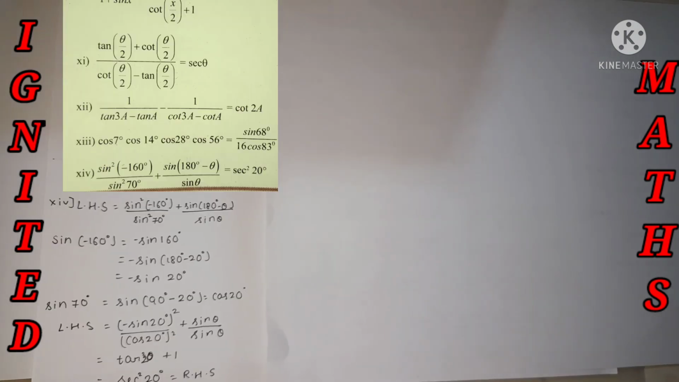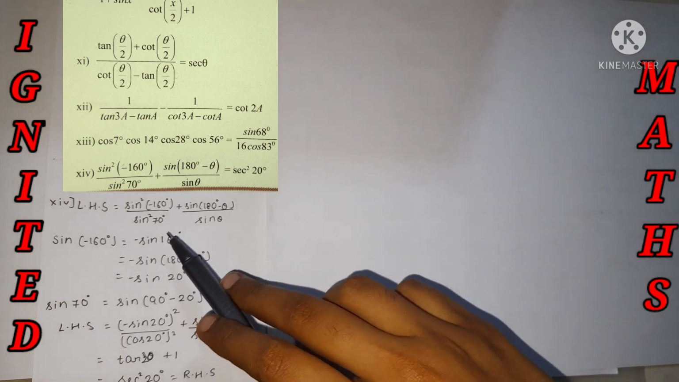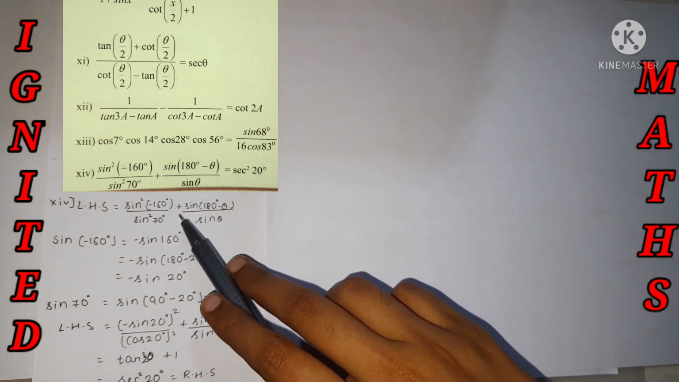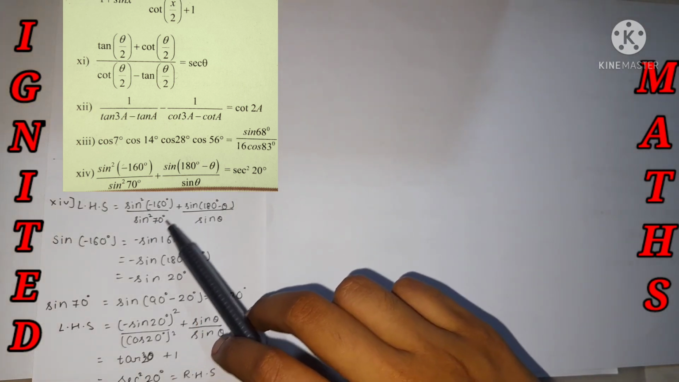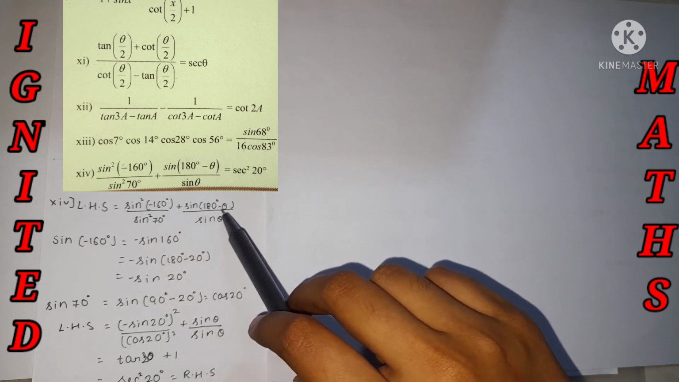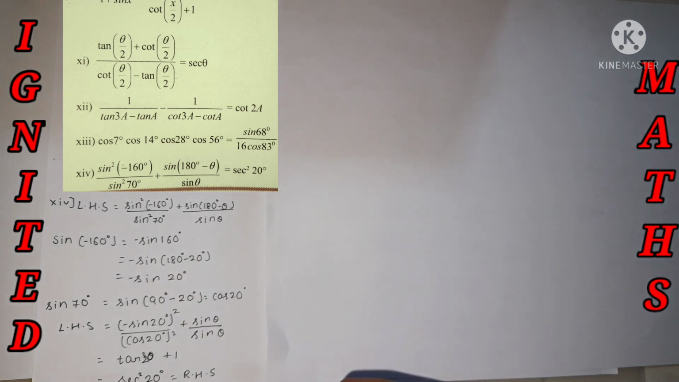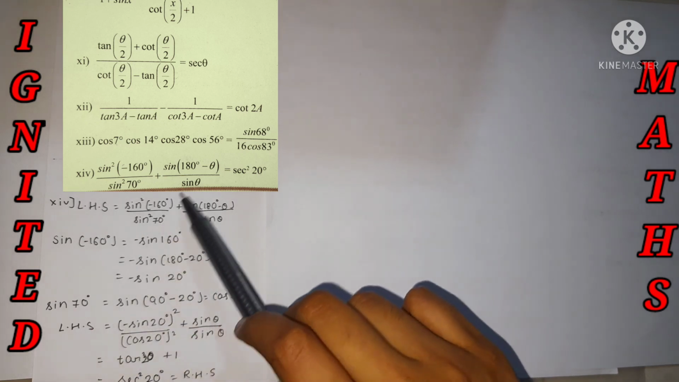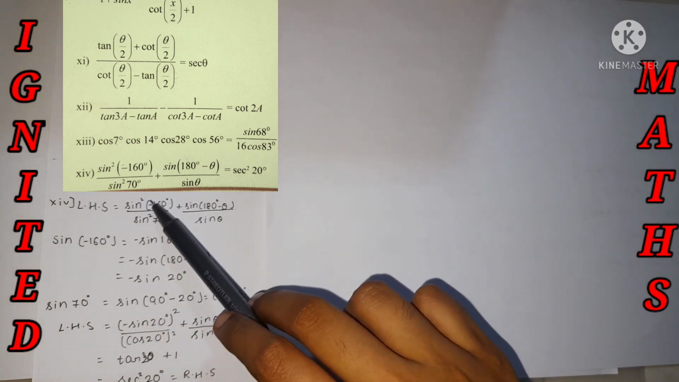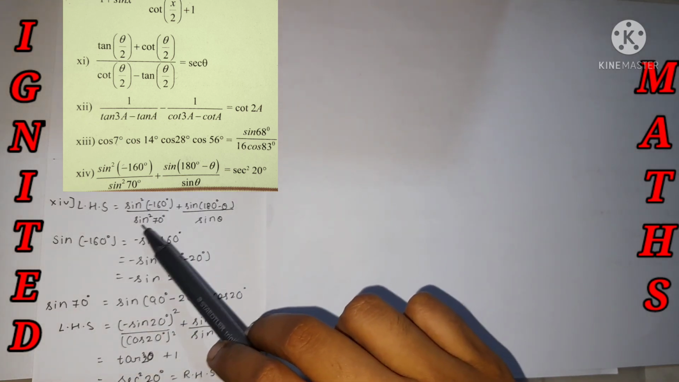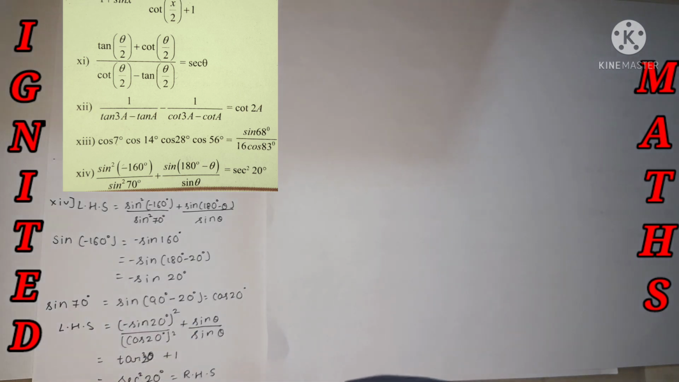To the 14th sum, so I took the LHS value over here. It's nothing but sine square 160 degree divided by sine square 70 degree plus sine of 180 minus theta divided by sine theta. So I'll find the value of sine minus 160 degree and sine 70 degree accordingly, and we'll put it on the LHS part.